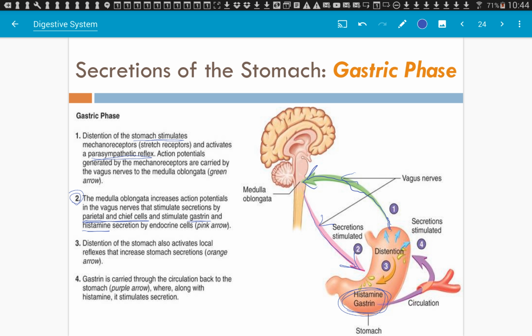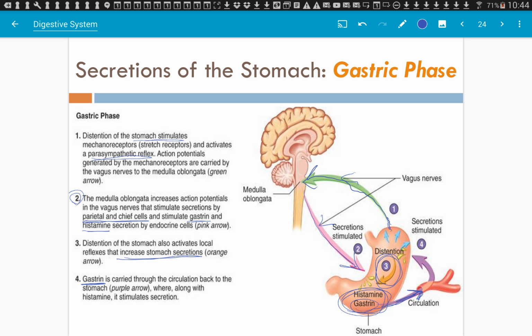Okay, so in addition to the stretching of the stomach and triggering the release of histamine and gastrin, it also increases stomach secretions, okay, local reflexes. So that's number 3, where it also stimulates even more. And then gastrin, remember from the previous slide, goes back into the circulatory system just like it did in the cephalic phase.